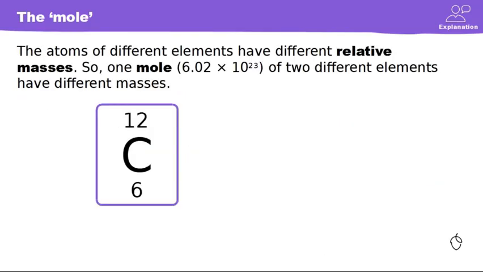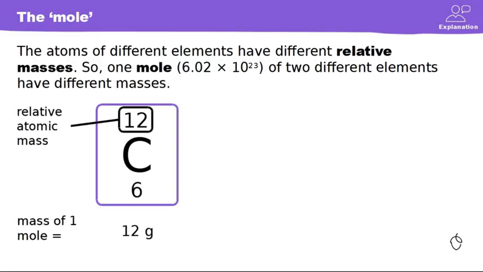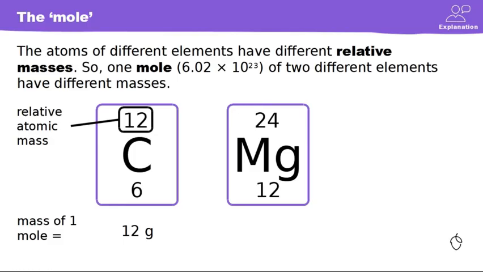Okay, so the atoms of different elements have different relative masses. So 1 mole of 2 different elements have different masses. For example, here we have carbon, which has an atomic mass of 12. If you were to take 1 mole of carbon, you would weigh out 12 grams of it. And magnesium has a mass of 24, so if you were to take 1 mole of magnesium, you would weigh out 24 grams of it.